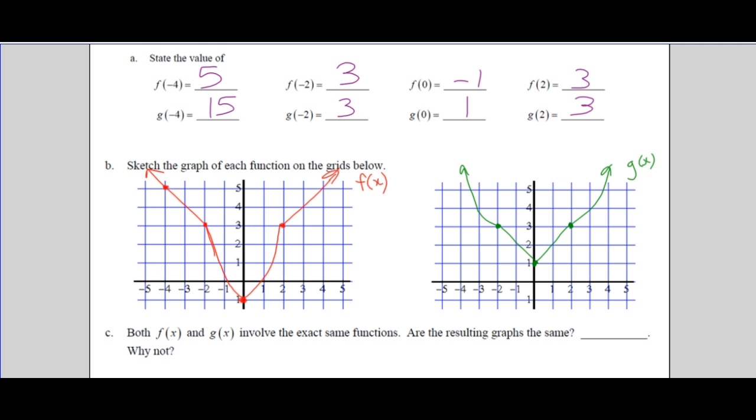So f of x and g of x involve the exact same functions. Are the graphs the same? No. Why not? Yeah, the domains are different, right? So they're the same functions, but the domains are different.